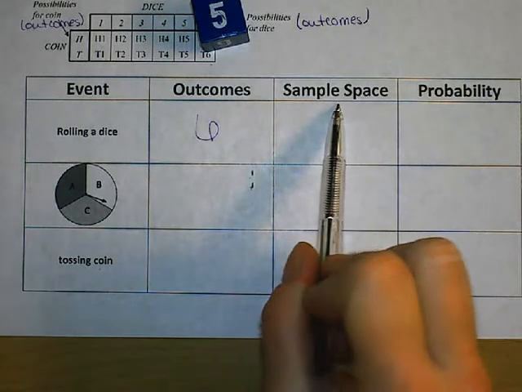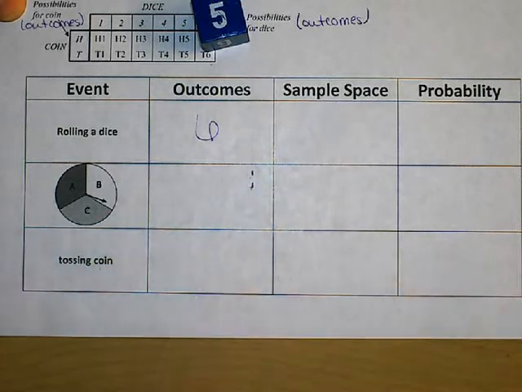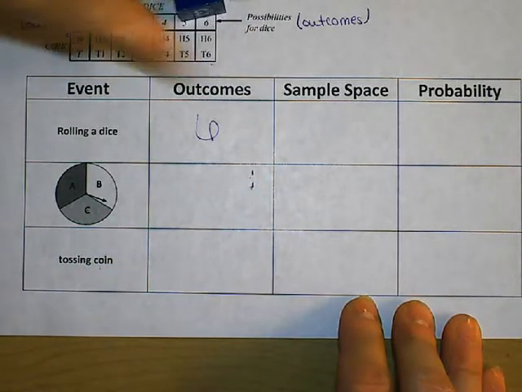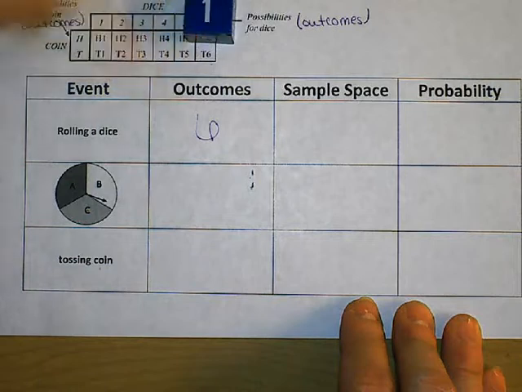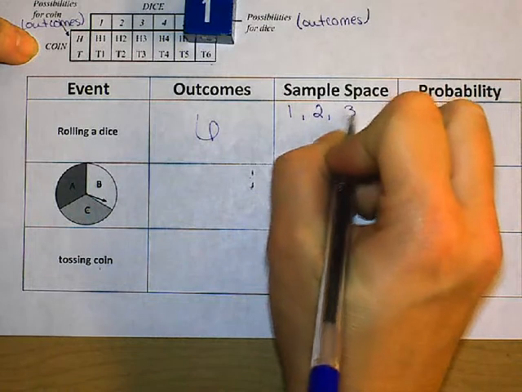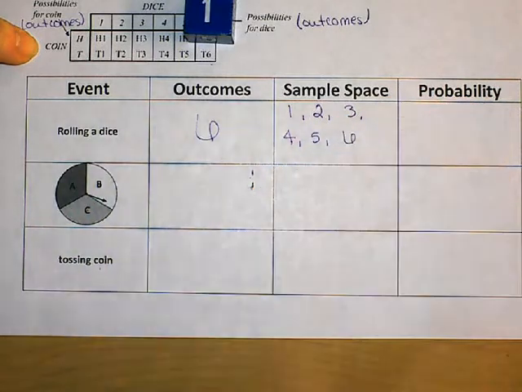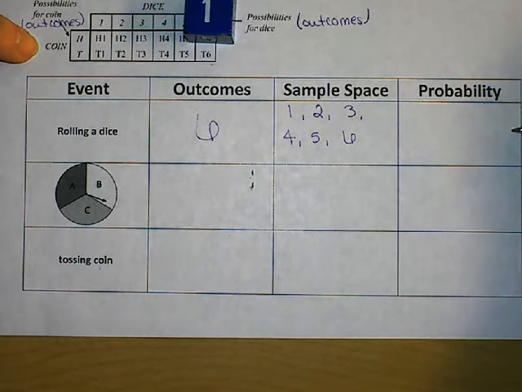To create the sample space, remember it's the list of all the possible outcomes. So what are our possible outcomes with rolling a dice? For this one, you are correct. It is 1, 2, 3, 4, 5, and 6. We will take a look at finding the probability of different events in just a moment.